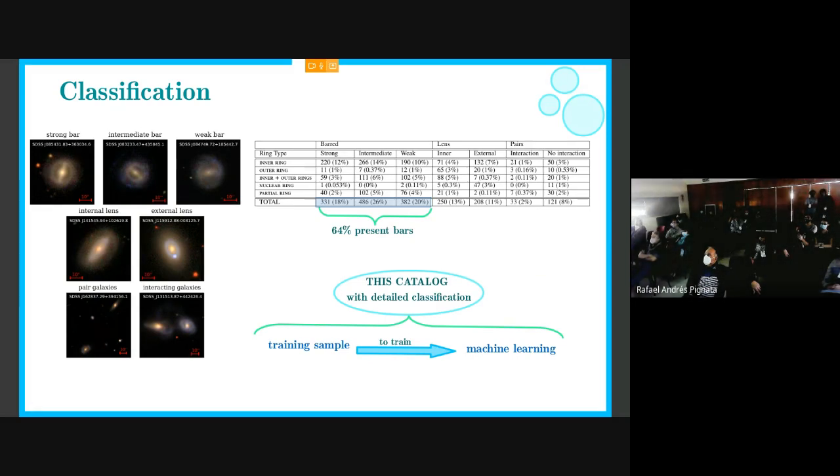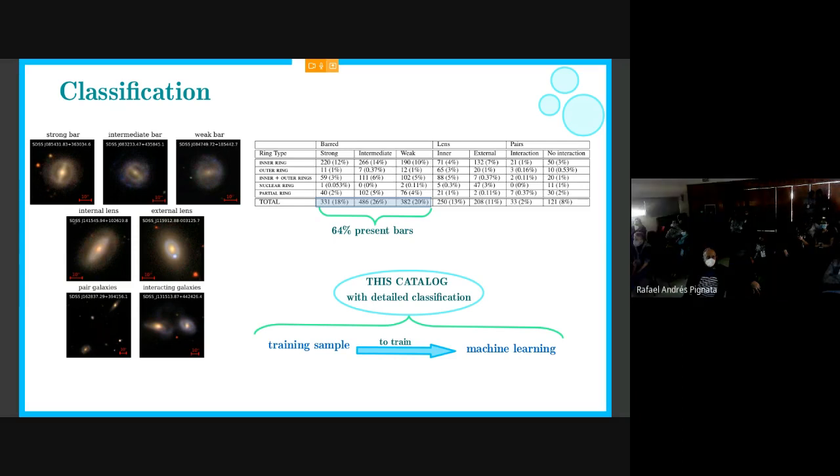In addition, this detailed catalog will be useful for our future work. We will use this sample as a training sample with the aim to train different machine learning models with the purpose to obtain an automatic classification, considering all these different features.